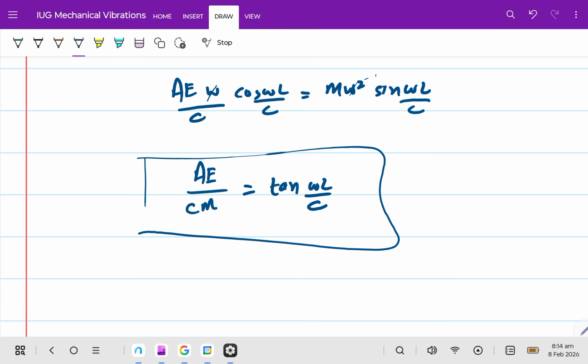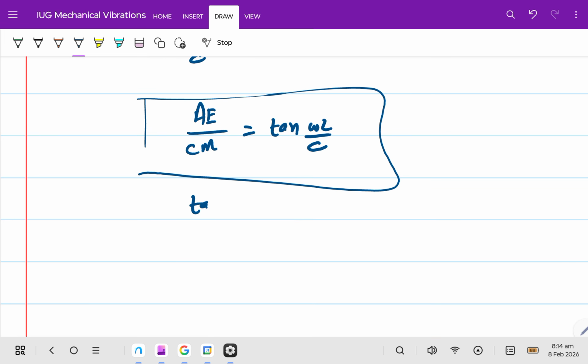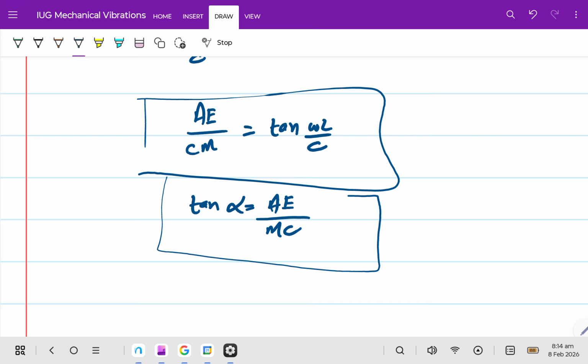If you want, you can assign a variable, alpha, equal to omega L over c, so it will become tangent alpha equals AE over mass times the constant c. This is how you can quantify the response of a beam that has a mass attached to one of its ends.